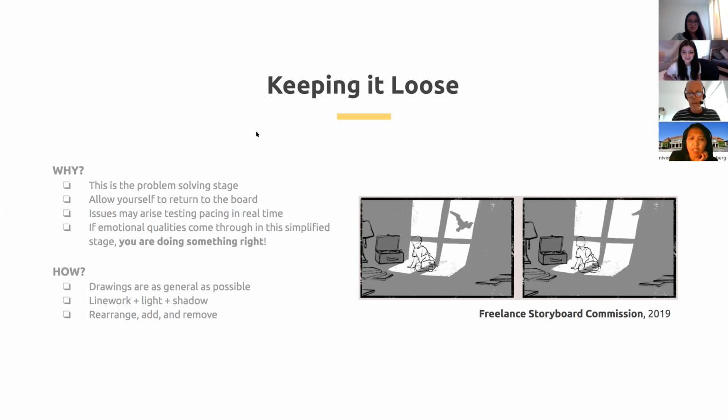So Shanti, how is the music actually? What role plays the music for the storyboard, or how do you connect the storyboard with the music that you choose for the film?